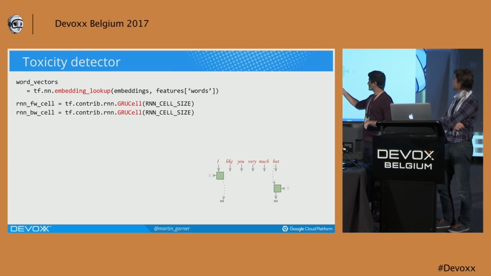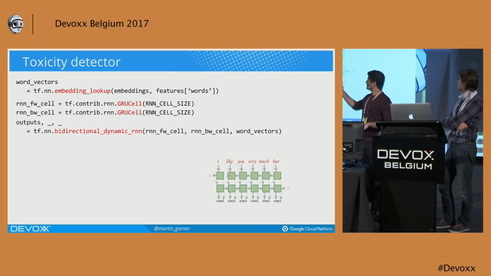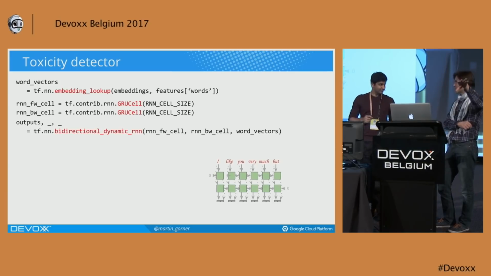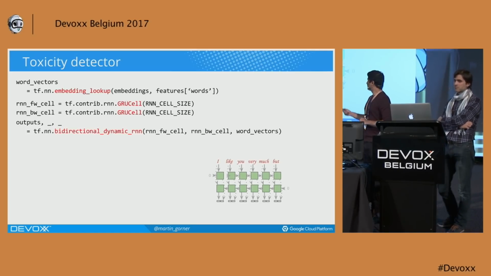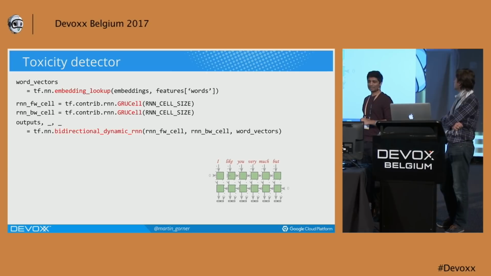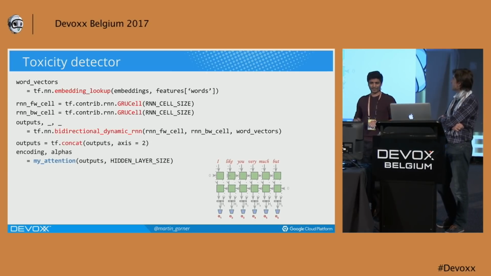And so once you've defined these two cells, it's a matter of just tossing them into this bidirectional dynamic RNN function. Which is the same as the dynamic RNN previously, but for bidirectional RNNs. Yeah, it's basically exactly the same. And there you just tell it which two cells to use and what you're feeding in, which is your word vectors that were embedded previously.